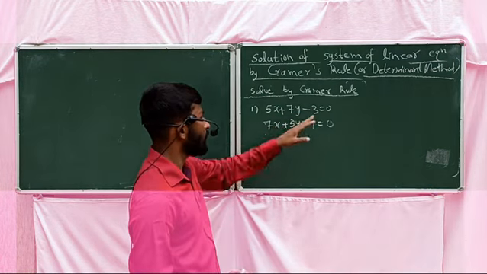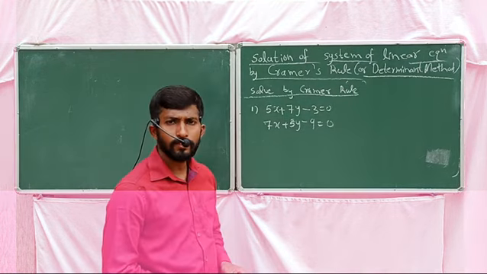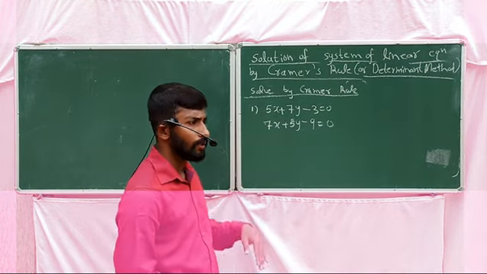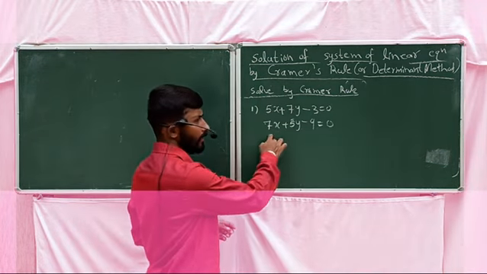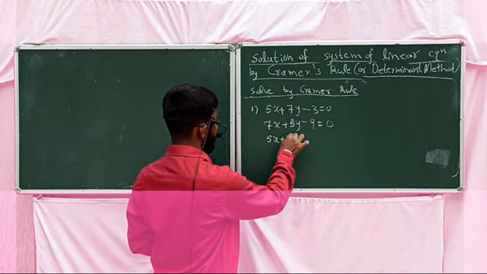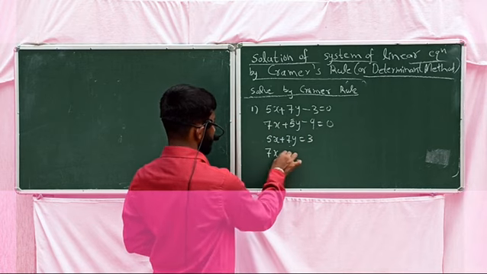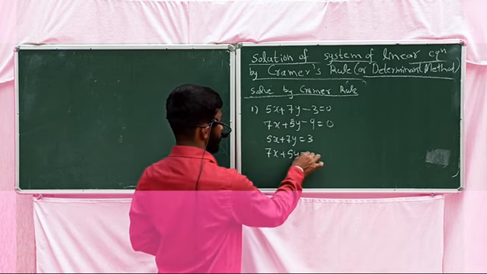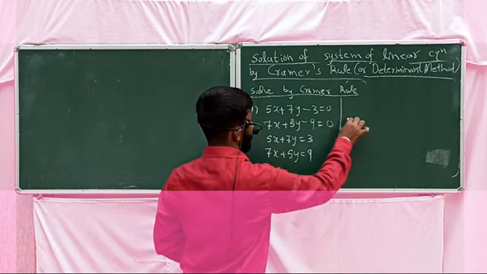5x plus 7y minus 3 equal to 0. 7x plus 5y minus 9 equal to 0. First you need to convert it into a system of linear equations. See, only two variables there, right? x and y. So 5x plus 7y is equal to 3, and 7x plus 5y is equal to 9. The next step, you need to calculate the delta value.